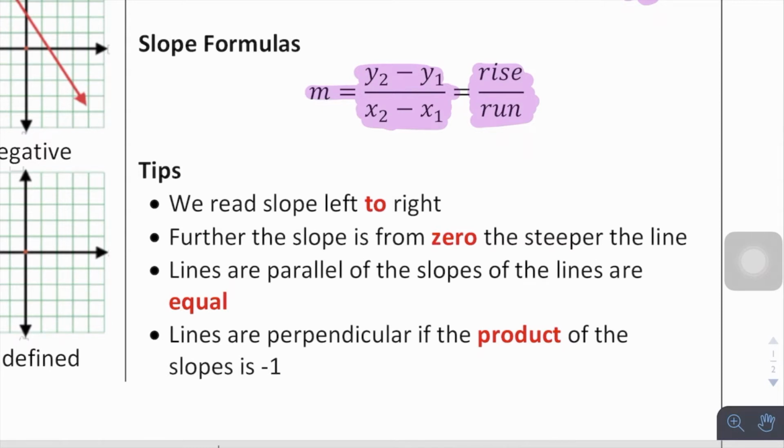Lines are parallel if the slopes of the lines are equal. Now, this one's going to be something that people tend to forget quickly. You don't want to do that. And then also, the lines are perpendicular if the product of the slopes is -1. So if you multiply two slopes and you get -1, then those two lines are perpendicular to each other.